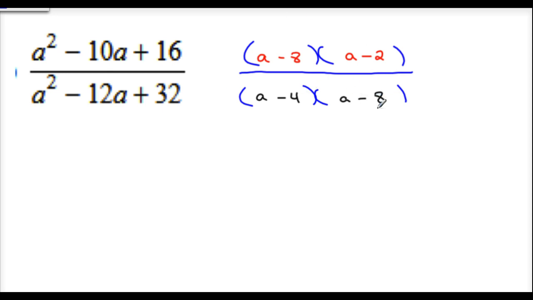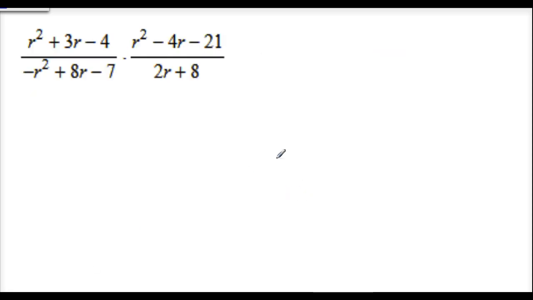Beautiful. Do we have any common factors, common quantities? Yep. We got the a minus 8. See you later. So I'm just left with the quantity a minus 2 over the quantity a minus 4. So now I have two fractions being multiplied here.